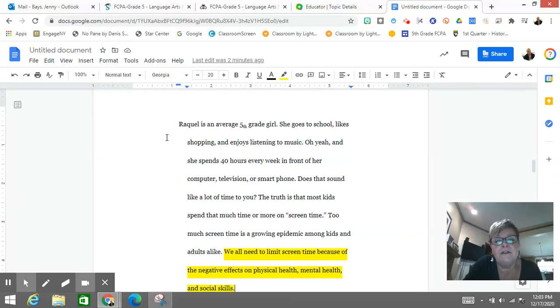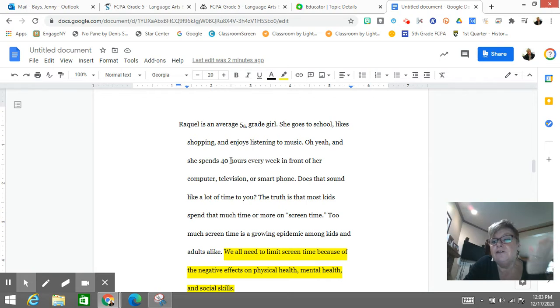Okay, let's look at a persuasive essay. Rachel is an average fifth grade girl. She goes to school, likes shopping, and enjoys listening to music. Oh, yeah, and she spends 40 hours every week in front of her computer, television, or smartphone. Does that sound like a lot of time to you?